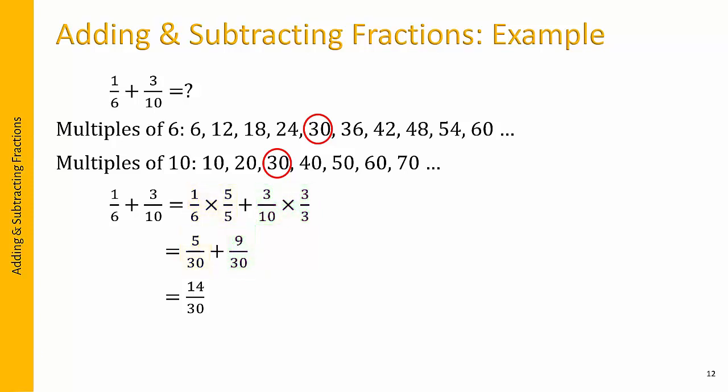And once again, we don't leave our answer like that. We do simplify it by dividing both that numerator and the denominator by 2. We cancel it down to 7 over 15.